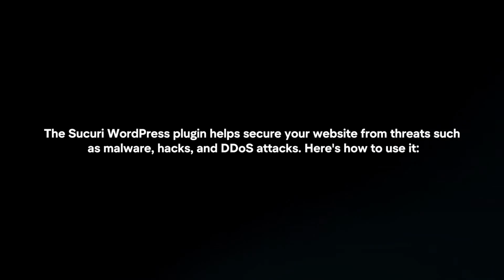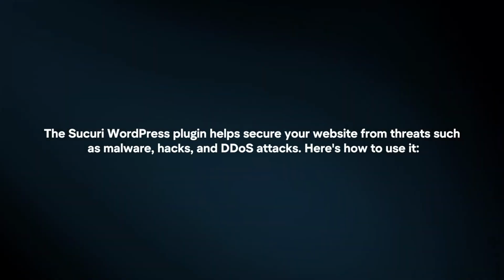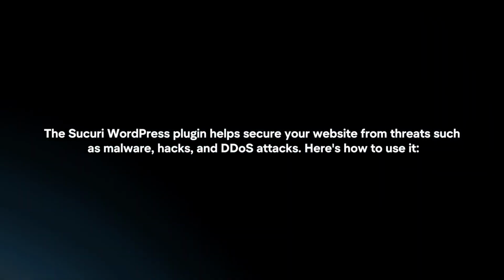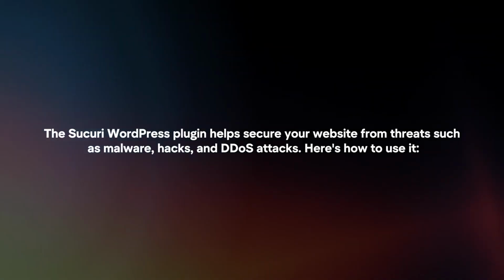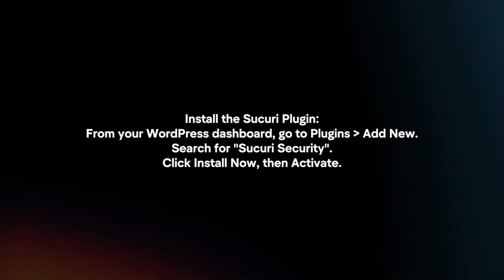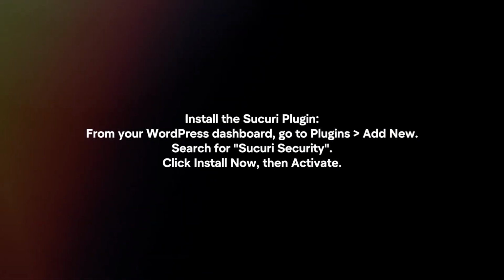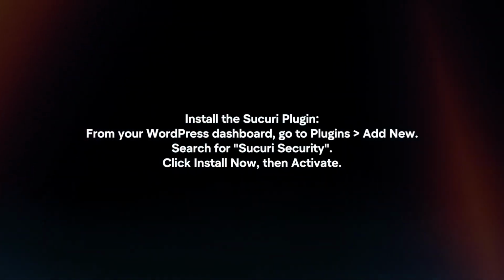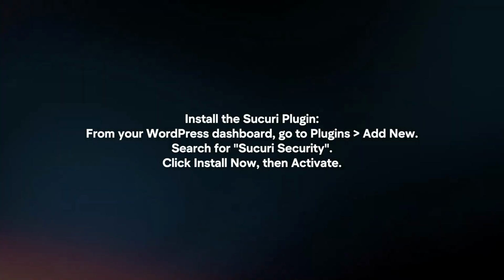The Sucuri WordPress plugin helps secure your website from threats such as malware, hacks, and DDoS attacks. Here's how to use it. Install the Sucuri plugin. From your WordPress dashboard, go to Plugins, Add New. Search for Sucuri Security. Click Install Now, then Activate.